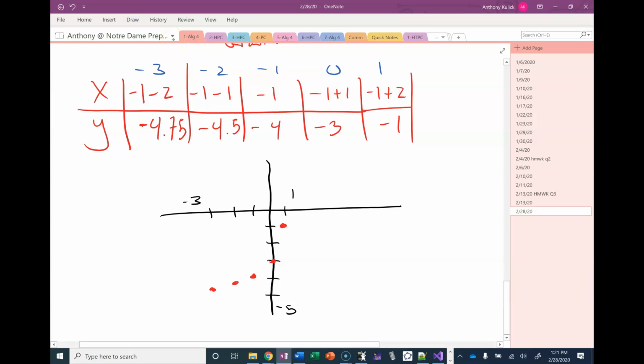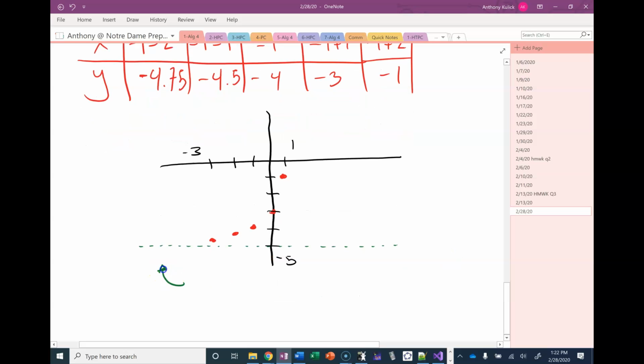One interesting feature of these graphs for exponential functions is that every graph of an exponential function has a horizontal asymptote. Do you remember when we talked about asymptotes at the very beginning of the first semester when we talked about domains and ranges? That's okay. We'll talk about it again. So this particular function has a horizontal asymptote at y equals -5.